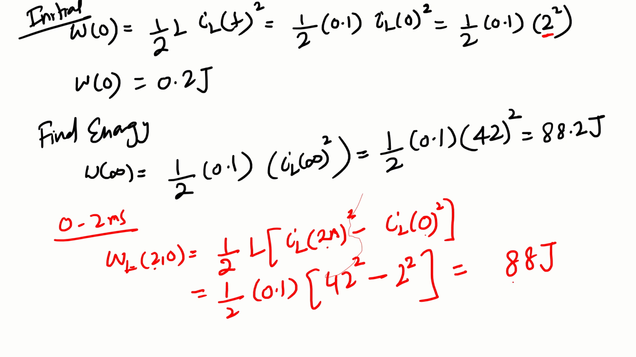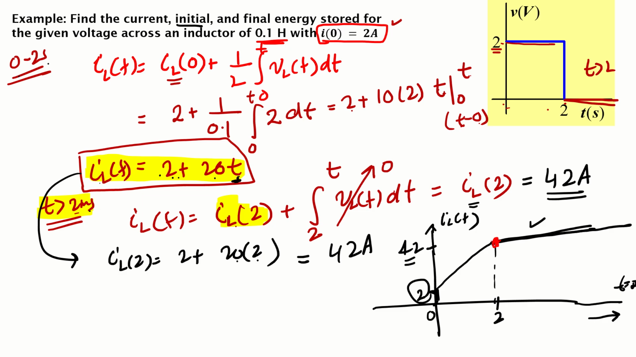Or if you just look at the numbers here, from 0 to 2, we can also find it by subtracting the initial energy from the final energy. So this is how we calculate the energies for the inductors for the different time intervals based on what is given. For example, the voltage was given, and we found the current. If the current is given, we can find the voltage, and vice versa. The same formulas are there. By using those, we can get the desired results. Thank you so much.